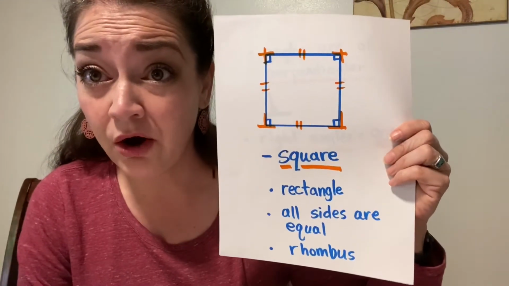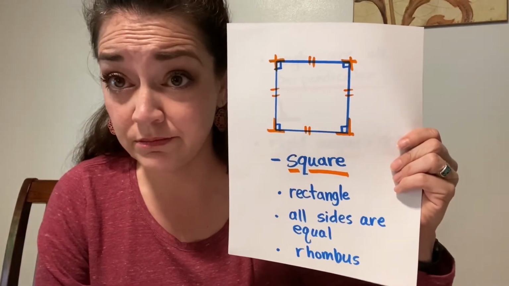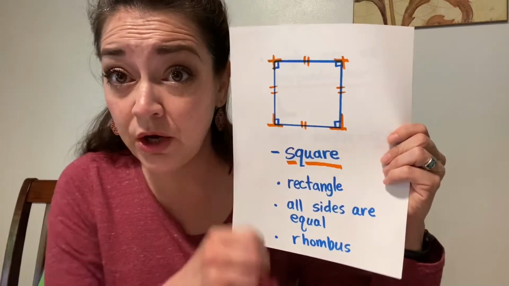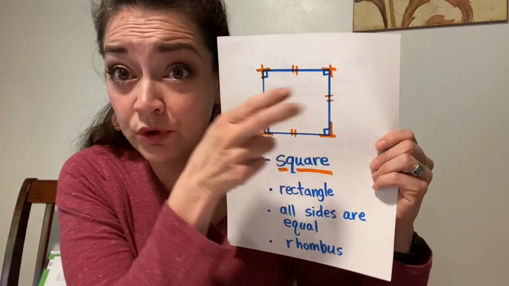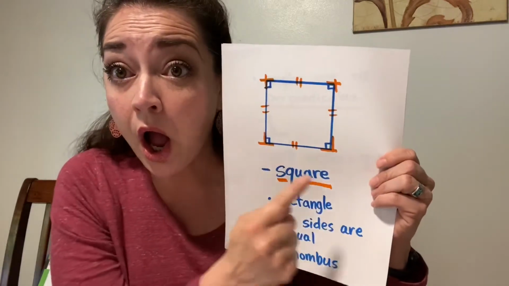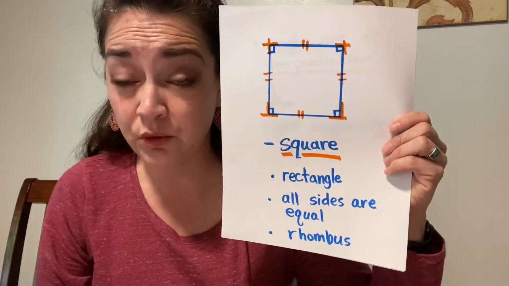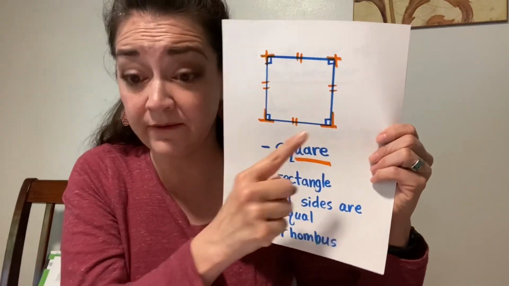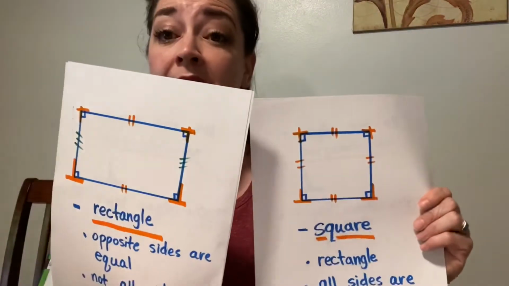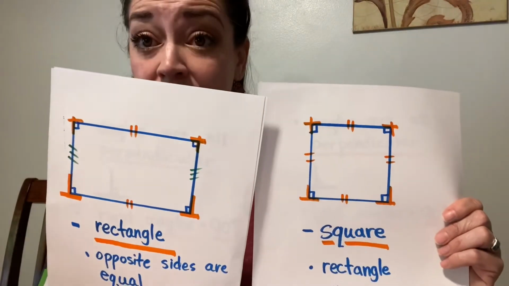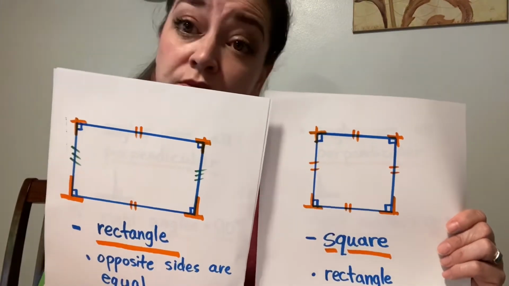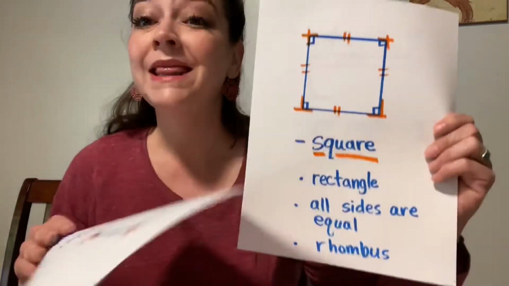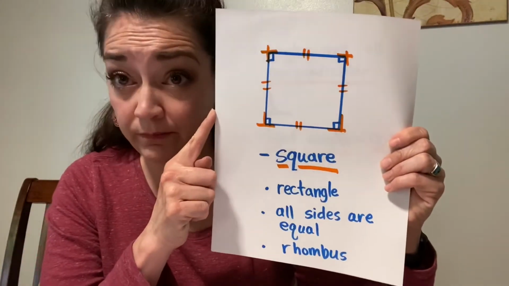Squares are rectangles. But what's cool about squares, do you notice my little hashtag marks? 2 orange, 2 orange, 2 orange, and 2 orange. All sides are equal. That's what makes a square a square. All sides have to be equal. Rectangle had 2 sides that were equal to each other, and the other 2 sides were equal to each other, but all 4 were not equal. That is reserved for a square.